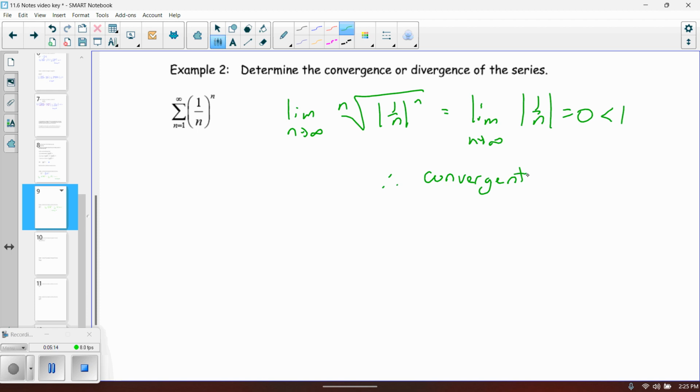And again, you would have expected that because technically, if you were to distribute the n, it would have been 1 on top and n to the n on the bottom. It's a constant over an iterated. It's pretty much a no-brainer there. That would be convergent.